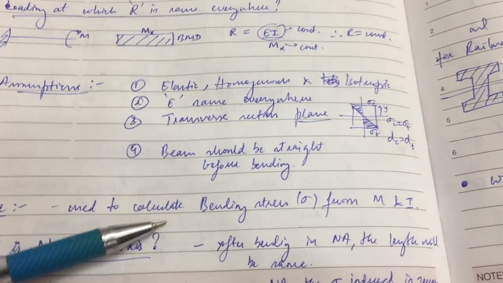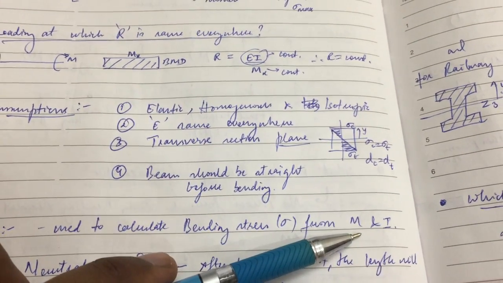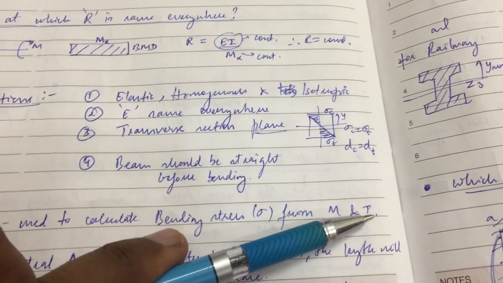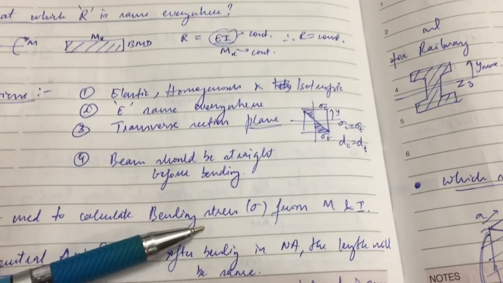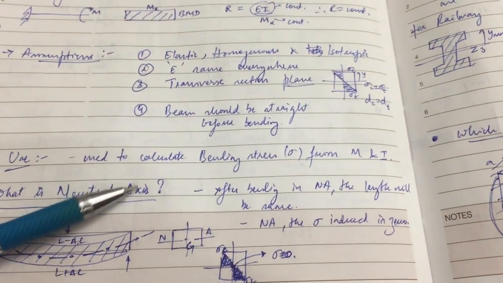Okay, so why do we need this bending equation? Because it is used to calculate the bending stress from the resisting bending moment and moment of inertia. From this we can get the bending stress. From this we can analyze the failure condition.